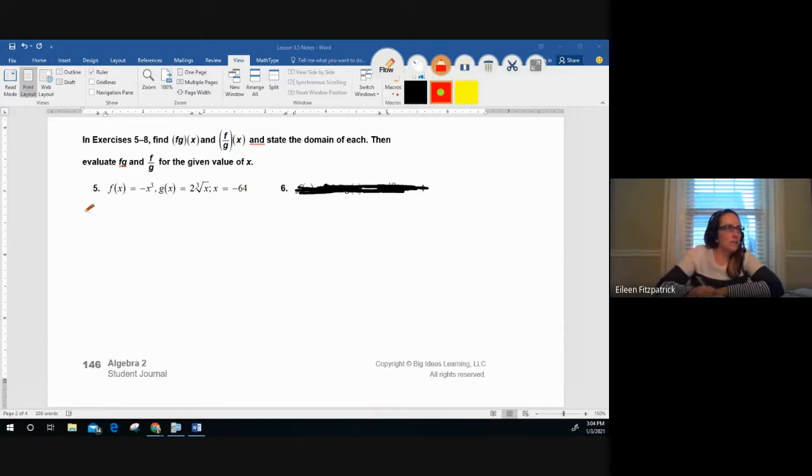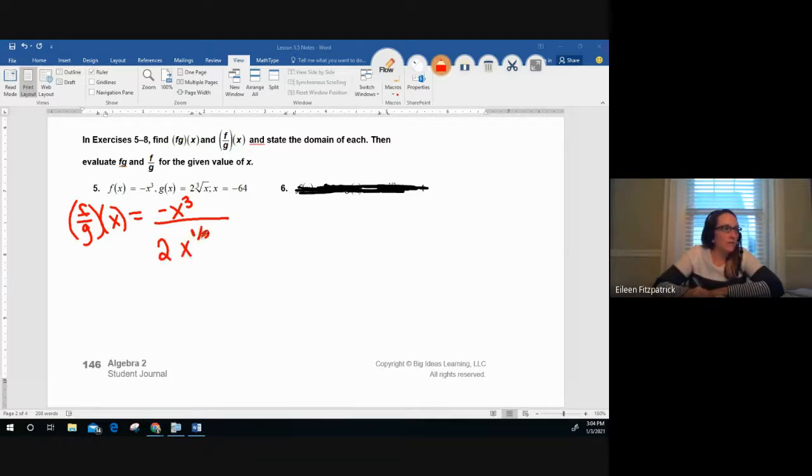All right, so we have f divided by g of x. So I take my f of x function, negative x cubed, my g of x function. Again, I'm going to rewrite it with x to the 1/3. So in this case, when you have the same base, your exponent rule is to subtract. So first, that's a negative 1 there. I'm going to rewrite this as negative 1/2 and then x to the 3 minus 1/3.